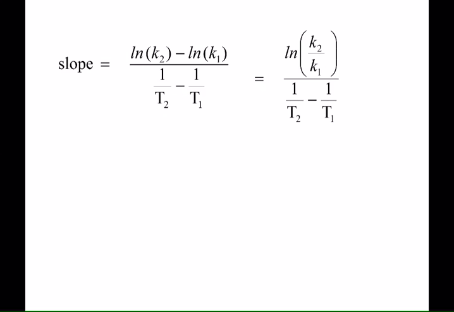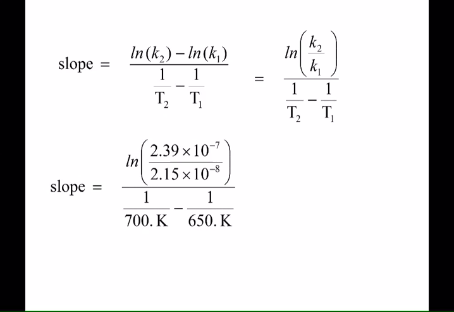All right. So at this point, I just plug in. I'm not sure if I were doing this problem, this is the way I would do it, but it worked well on my slides. So in the numerator, we have the natural log of the ratio of k2 to k1. So the natural log of 2.39 times 10 to the minus 7th over 2.15 times 10 to the minus 8th. There's your k2 and k1. In the denominator, we have the inverse of T2, which is 1 over 700 Kelvin, minus the inverse of T1, which is 1 over 650 Kelvin.